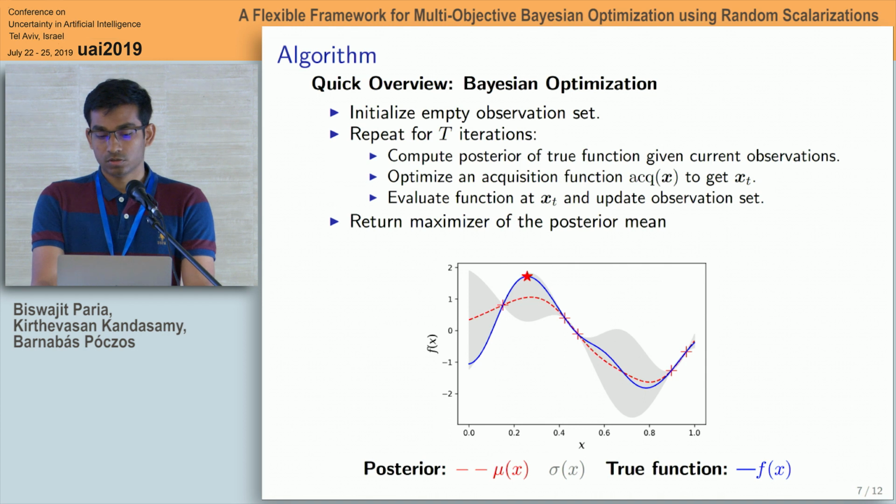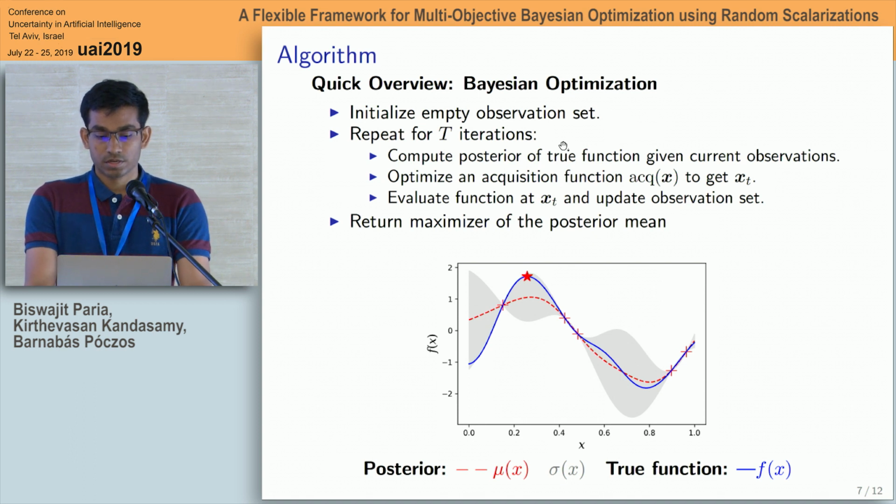Now, before we go into the algorithm, let us take a quick overview of what Bayesian optimization algorithms look like. In the single objective case, we initialize with an empty observation set, and then we repeat the following for t iterations. In the first step, we compute the posterior of the true function given the current observations. The true function is assumed to be sampled from a Gaussian process, and so depending on the observations, we can compute some posterior. In this plot, the true function is shown using the blue curve, and the posterior is shown using the red dotted lines and the gray envelope. The red dotted lines denote the mean of the posterior, and the gray envelope denotes the point-wise variances at each point.